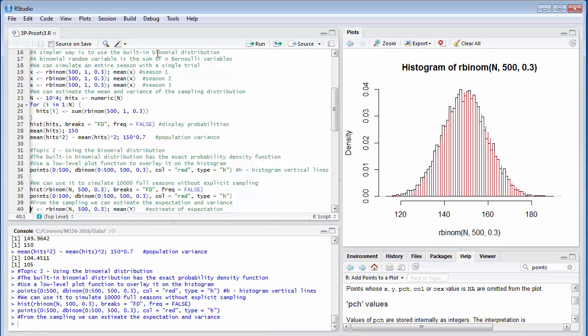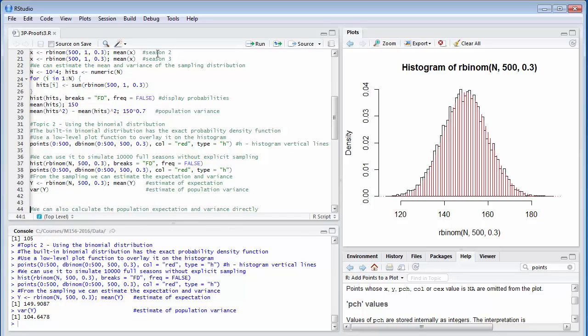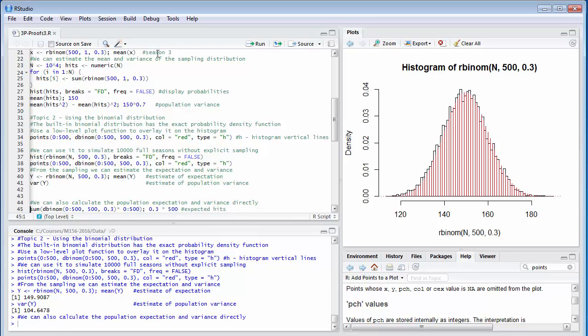From the samples, I can try to estimate the expectation and variance of a binomial random variable. My estimate of the expectation from the samples is 149.9. The actual expectation, of course, is 150. And the variance, which we calculated in one of the proofs, was 105. And when I estimate the population variance from the samples, remember I'm going to divide by n minus 1 instead of n. In doing that, I get something that's very close.